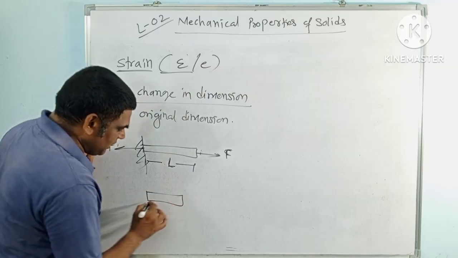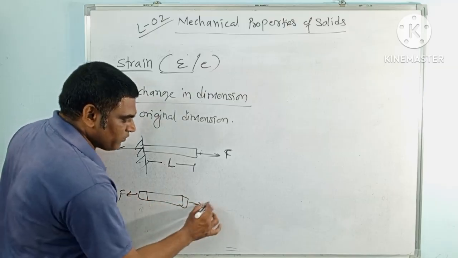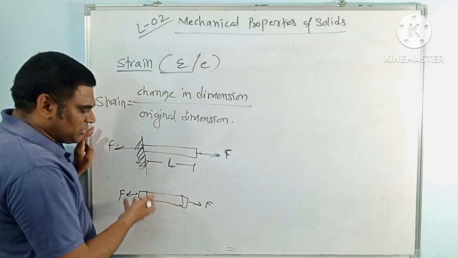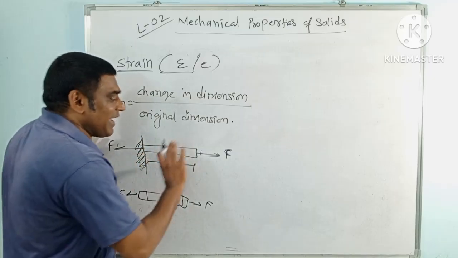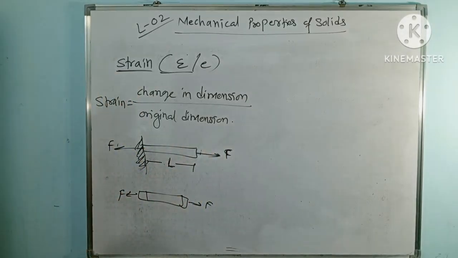But I can show the increase in length on this side only. Otherwise I have to show increase in length on both sides. If I say this is fixed here, then the same situation will be there on this side also, but I can show the change on one side. That is why I am using this type of diagram. Okay.